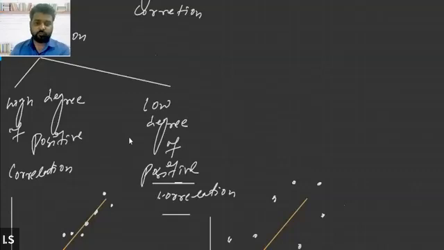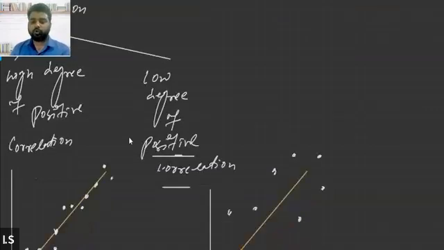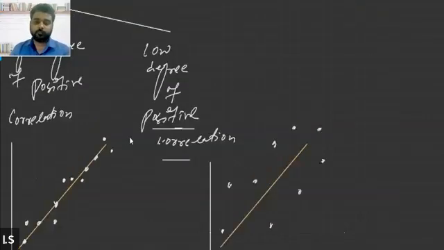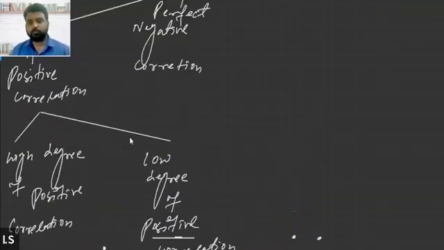In case of perfect positive correlation, what happens? All the dots lie on the straight line exactly, or a very little deviation will be there, right? But in case of high degree, there will be deviation in the dots more than once, and in case of low degree of positive correlation, no dots will be falling on the line. Is it clear to you?